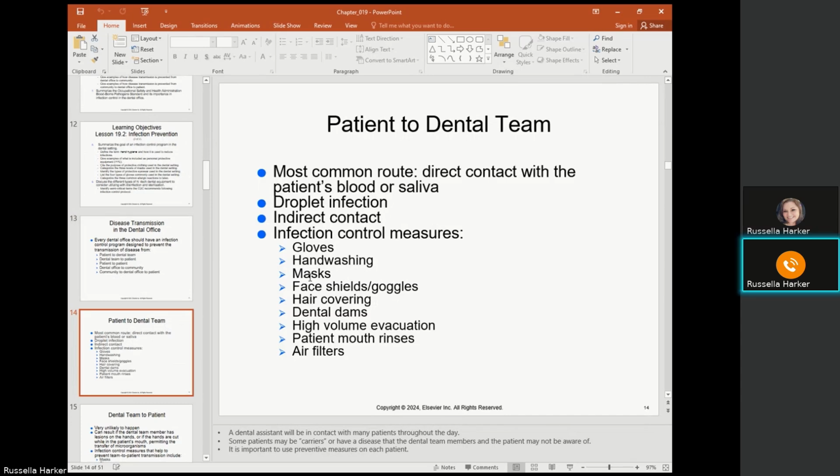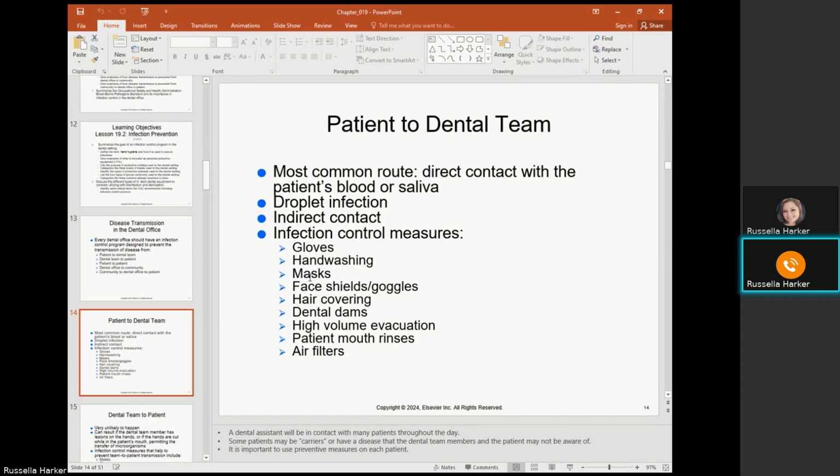With the patient to the dental team, it's the most common route. It's when you have direct contact with the patient's blood or saliva, which you're going to have. I mean, the patient's going to have saliva coming out of their mouth. They're going to be bleeding, whether they're a healthy patient or not.